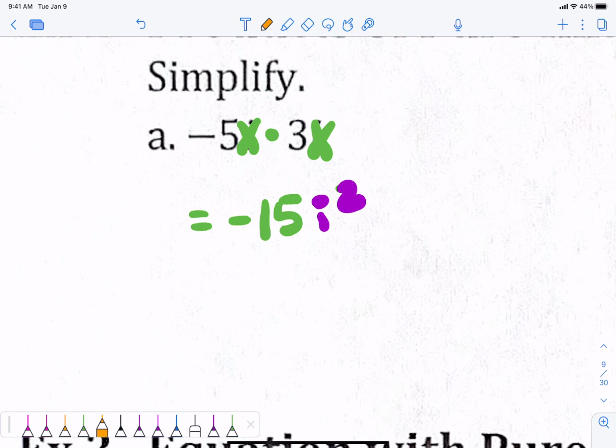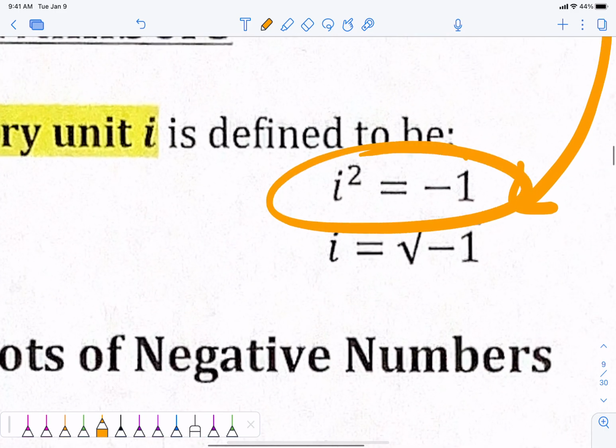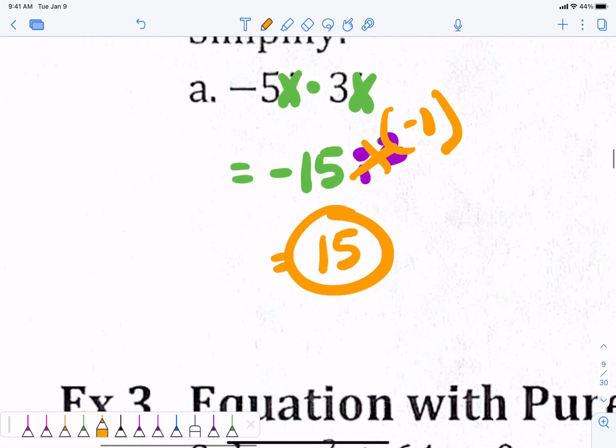I squared is equivalent to negative 1. So instead of putting i squared, we're going to put negative 1 in there. Negative 15 times negative 1 is positive 15. We know from the top part right here that i squared is equivalent to negative 1. So when we had negative 15i squared, it's like negative 15 times negative 1, which is positive 15. That's how it simplifies.